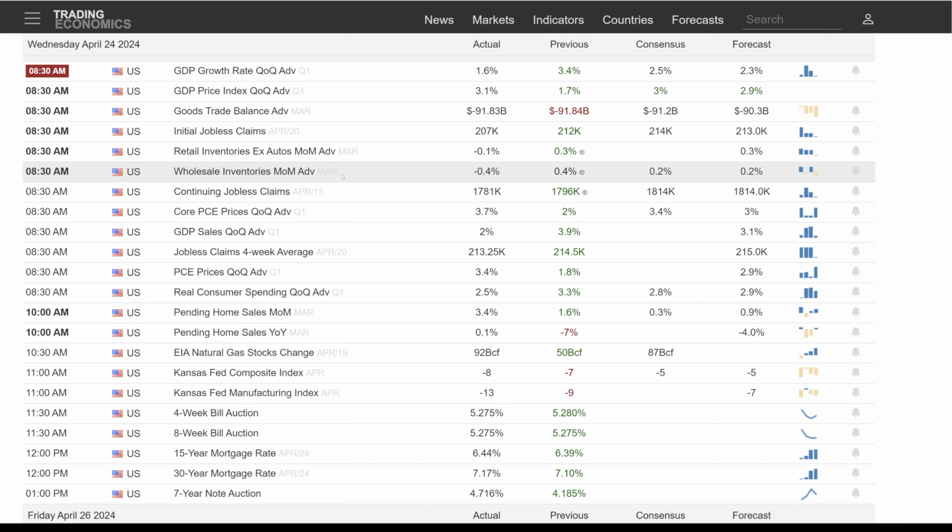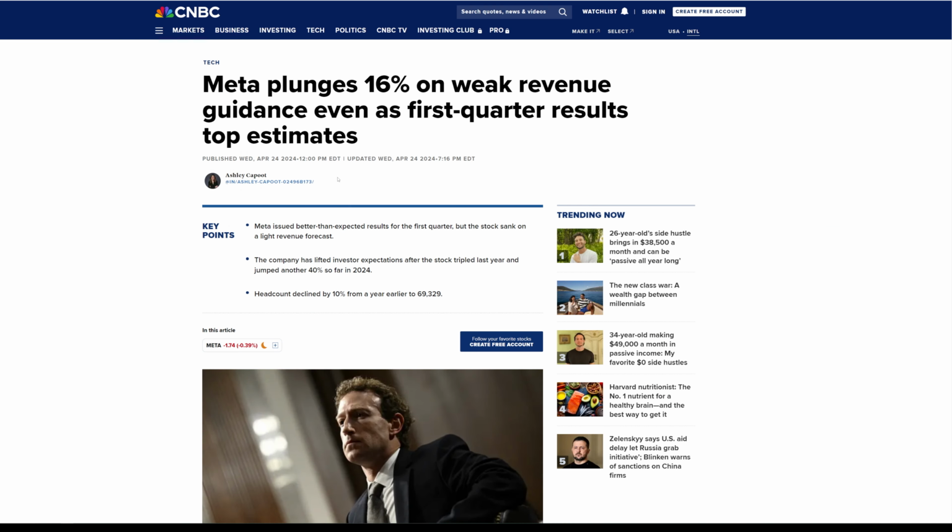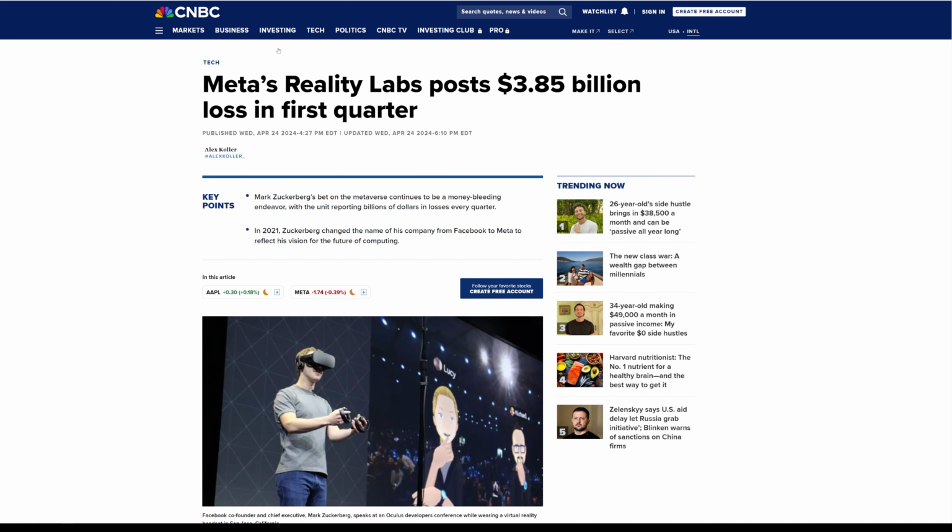So why did the market stay pretty much green and why were we so bullish some days? This is because of earnings. Meta plunged 16% on weak revenue, but Reality Labs posts a 3.85 billion loss. So Meta took a big hit.